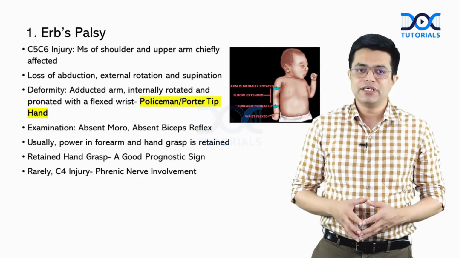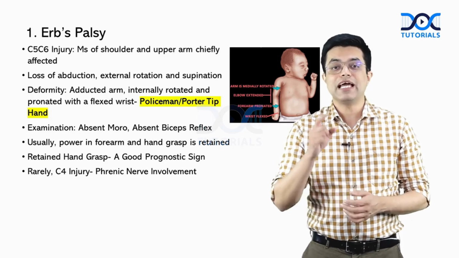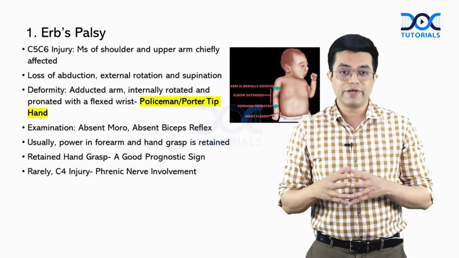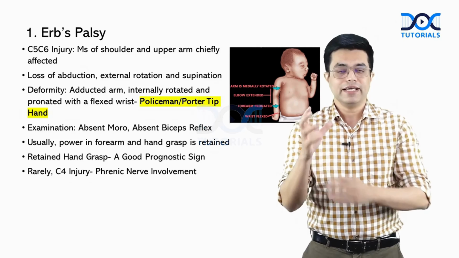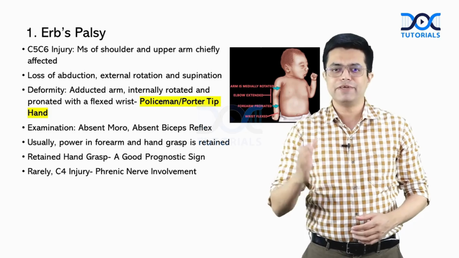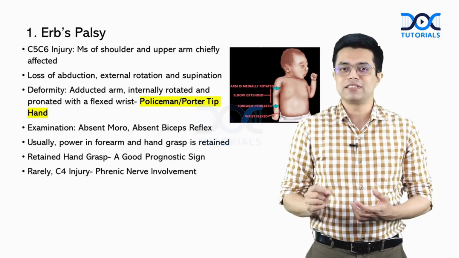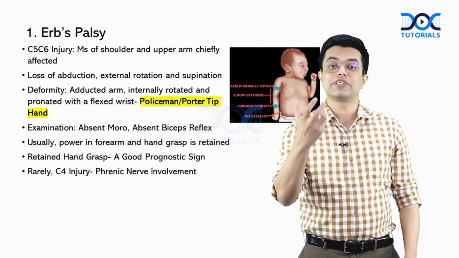On examination, there will be an absent Moro reflex on the affected side, and an absent biceps reflex also on the affected side. However, the power in the forearm muscles and the hand grasp is retained. In fact, Klumpke, Nelson and Avery all three agree that if a child has Erb's palsy and hand grasp is good, it is considered a good prognostic factor.